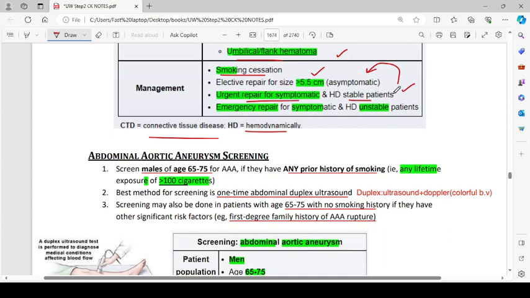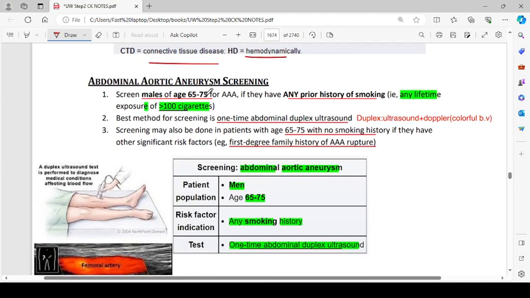Okay. So then we have the next point, abdominal aortic aneurysm screening. Which population group qualifies for the screening protocols? Screen males of age 65 to 75 for abdominal aortic aneurysm if they have any prior history of smoking, that is any lifetime exposure of more than 100 cigarettes. So you have to screen these people in the 65 to 75 age group.